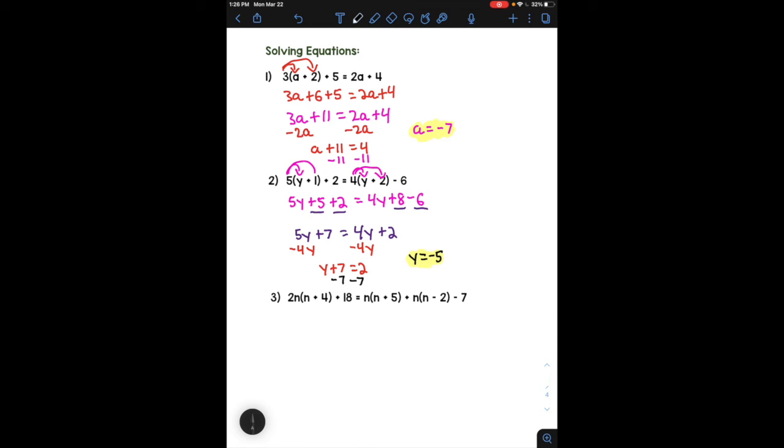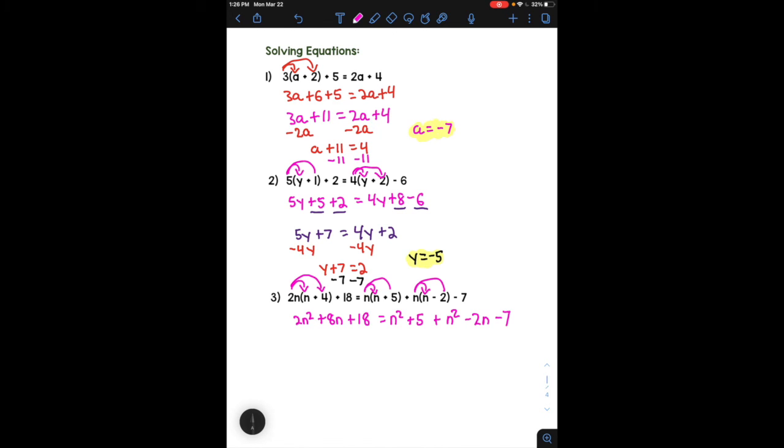Lastly, problem number 3, again, we'll do all the distributing first. We'll combine like terms and then solve the resulting equation. 2n times n is 2n squared. 2n times 4 is 8n plus 18 equals n times n is n squared. N times 5 is 5n plus n times n is n squared. N times -2 is -2n minus 7.